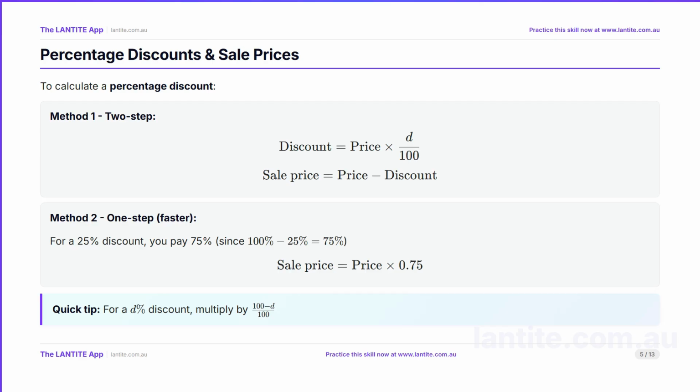If you get a 25% discount, you pay 75% of the price. So just multiply the original price by 0.75. In general, for a D% discount, multiply by 100 minus D, divided by 100. The one-step method saves time on the test.